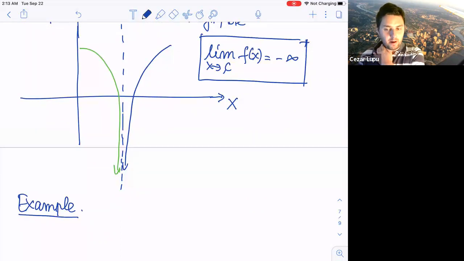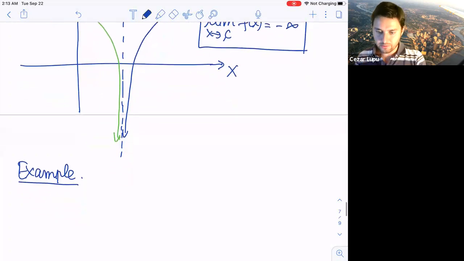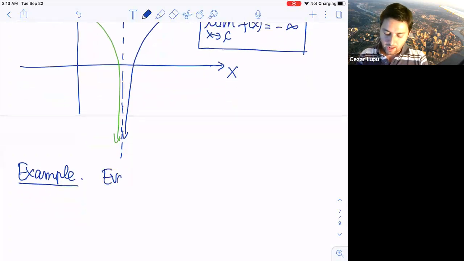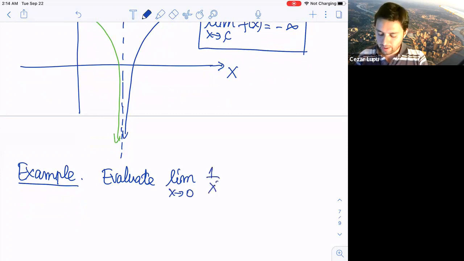And the example I have in mind, and we'll also draw a picture for this, is the following. Let's evaluate the limit as x approaches 0, this will be a little bit delicate, but anyway, of 1 over x squared. So we want to evaluate this limit. Let's look at it and see what we should say about this limit.